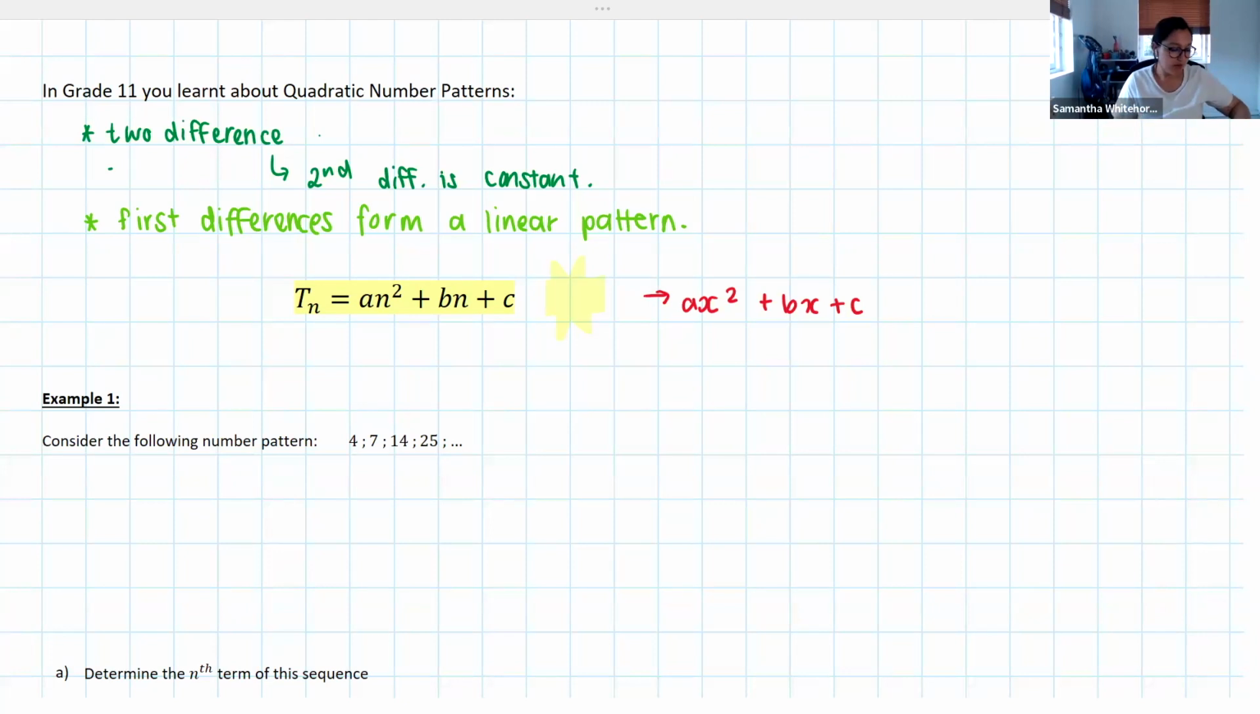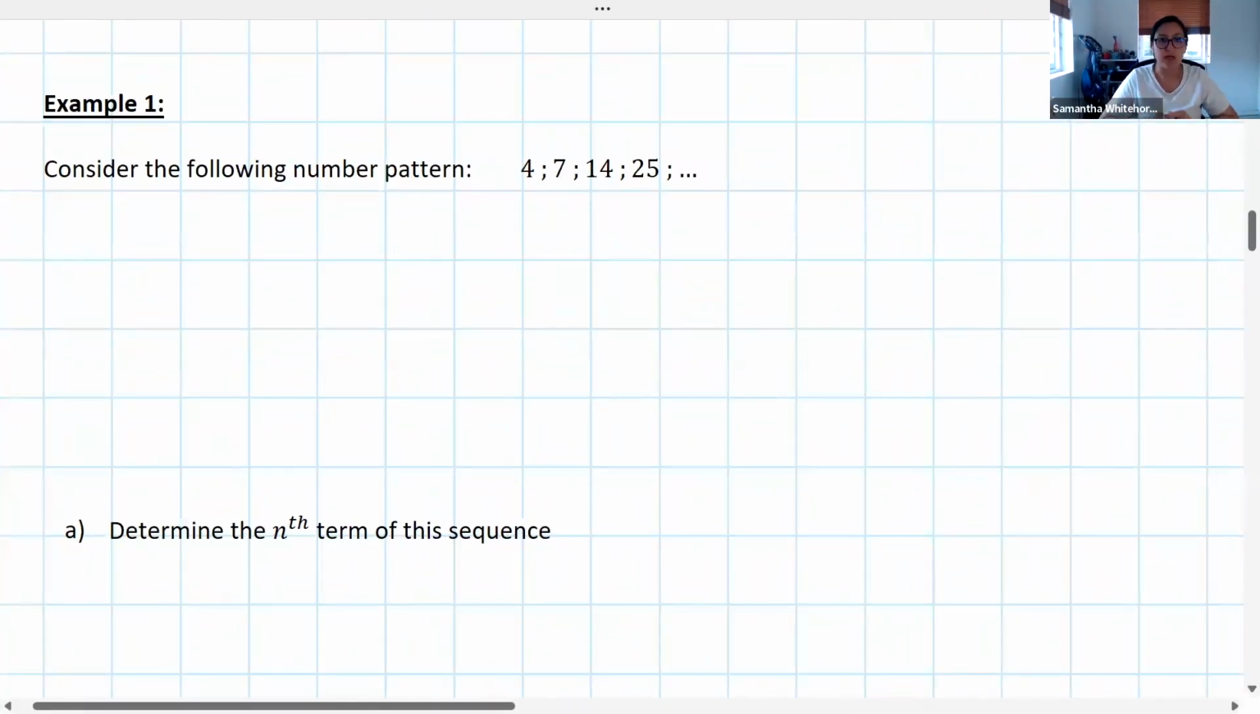Okay, so if we have a look at this first example, and guys, just remember, take screenshots as we go along. If I move too fast and you need a screenshot, just let me know and I can go back to where we need to be. But yeah, just take things down as we go along so that you have it. Okay, so this first example, we've got the number pattern 4, 7, 14, 25. So just before we even delve into the questions, what I would always do is make sure that I know what type of number pattern it is.